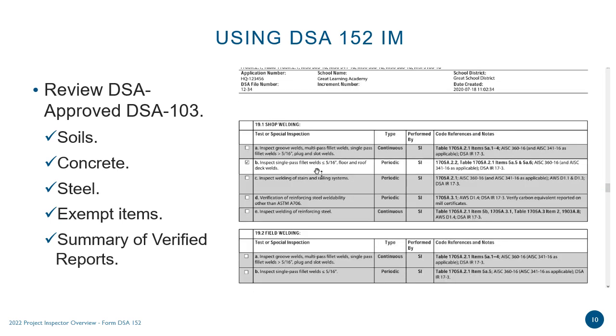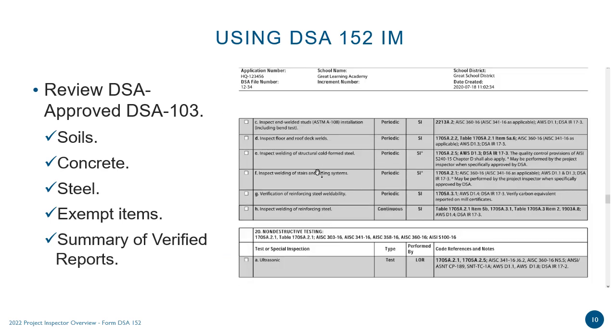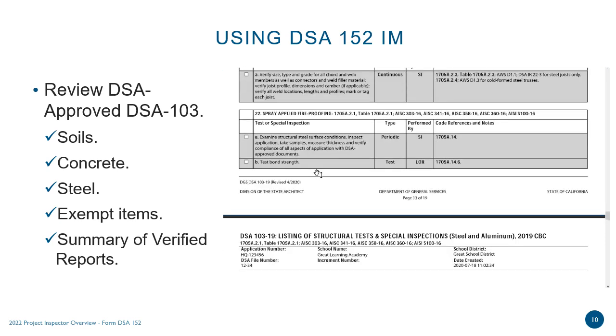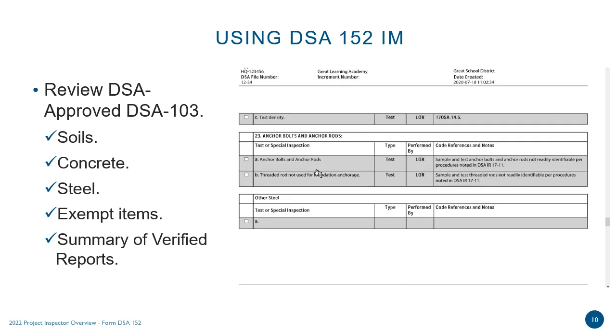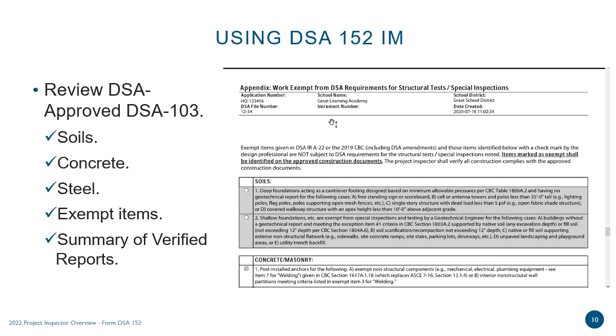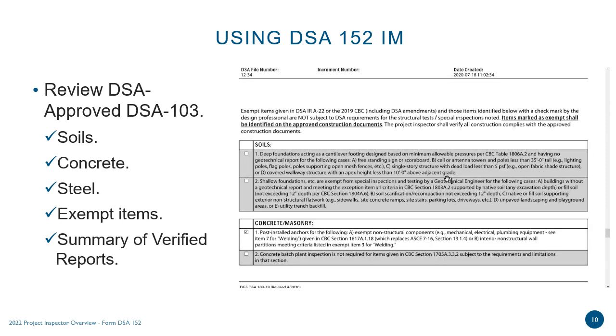There's also some shop welding that's noted. And most of the other items, actually the remaining items in steel, are not applicable, and so therefore they do not have a check mark and are grayed out. Now we will take a look at the appendix, those items that include essentially work that is exempt from DSA requirements for structural tests and special inspections. And so you as a project inspector don't have to try to figure out which those items are. There is the requirement for the design professional to mark those items specifically on the approved construction document, so you are not left wondering which those might be.